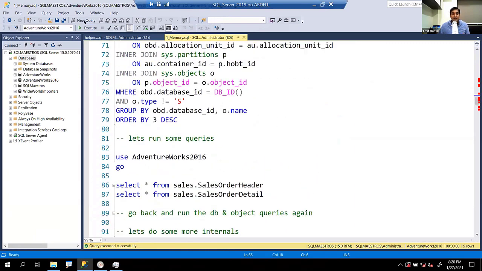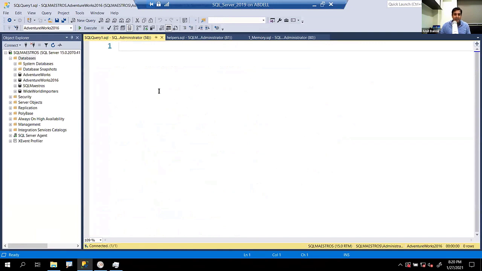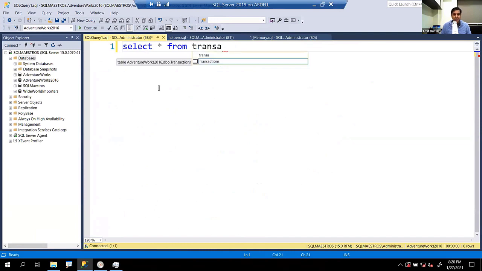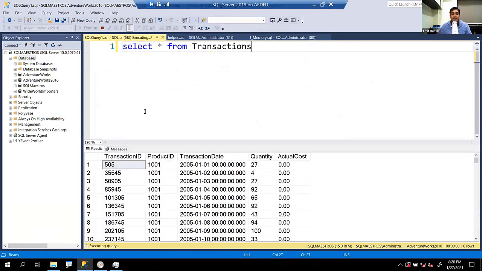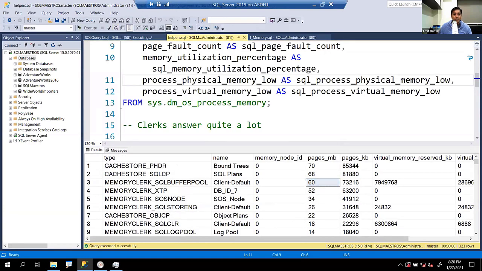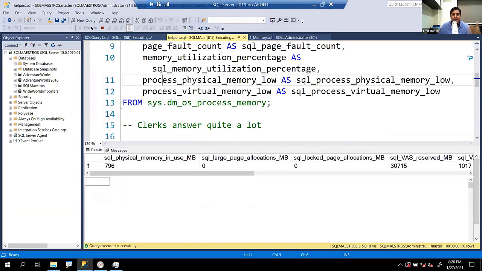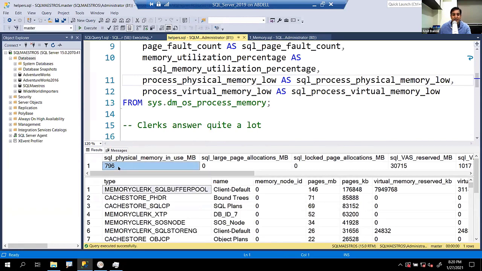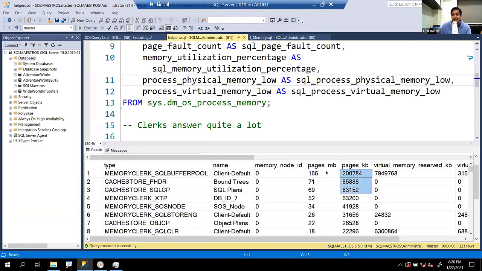To take this one step further, I have a big table here called transactions. Let's run select star from transactions, which has a few million rows. As it loads pages from disk to memory, which means physical IO is happening, let's look into the helper. So there we execute, and you can keep an eye on the memory use, which is right now 796. I'm looking at the total physical memory consumption, and I'm also looking at the clerk sorted by pages KB descending. So you can see the buffer pool clerk comes on top right now, pages MB.